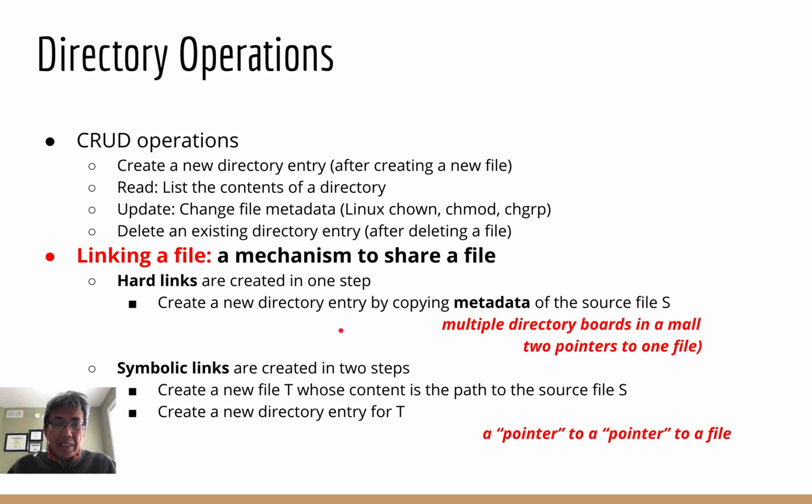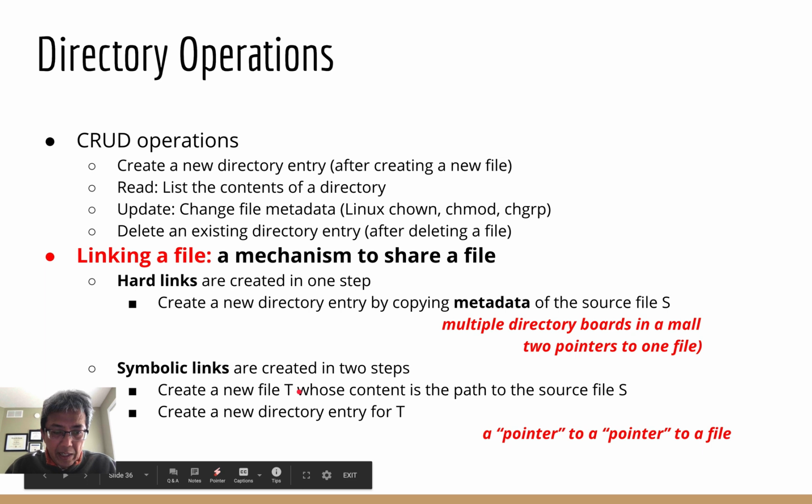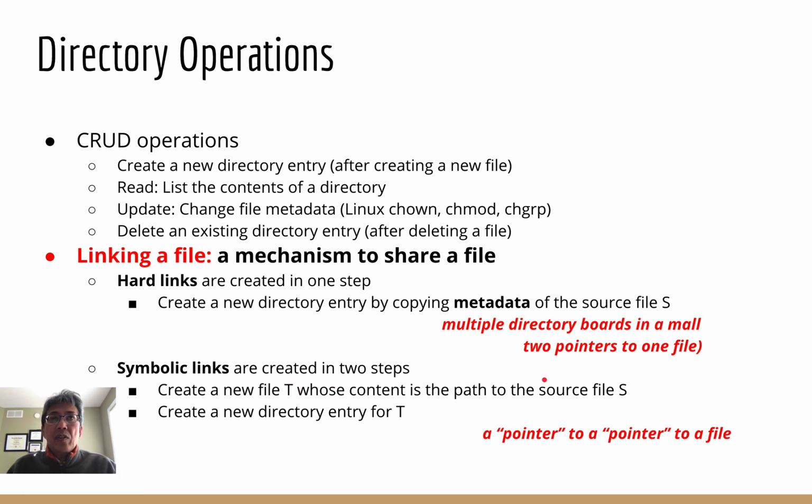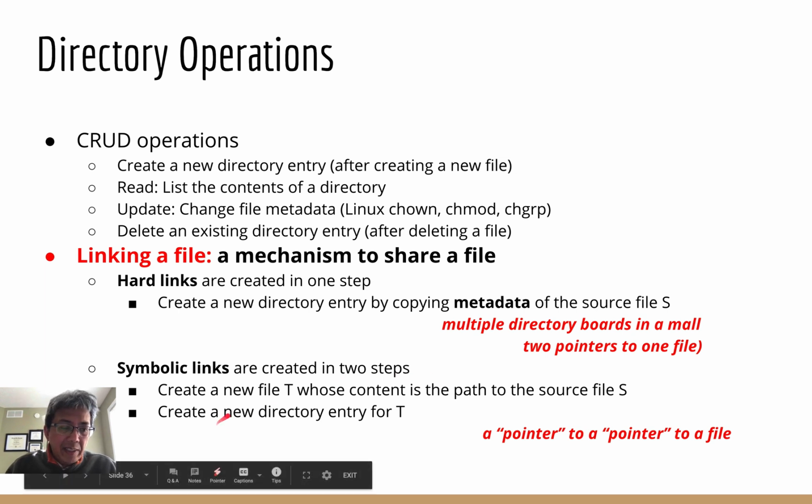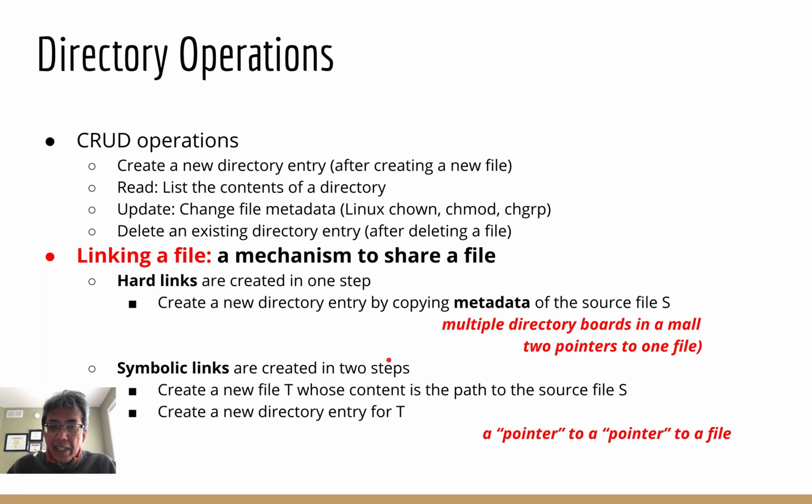But symbolic links are created in two steps. Let's say we are going to create a symbolic link to a file S. The first step is for the system to create a new file, let's call it T, whose content is the path to the source file S. And then the second step, the file system will create a new directory entry for T. So in Linux, you can think of a symbolic link as a pointer to a file.